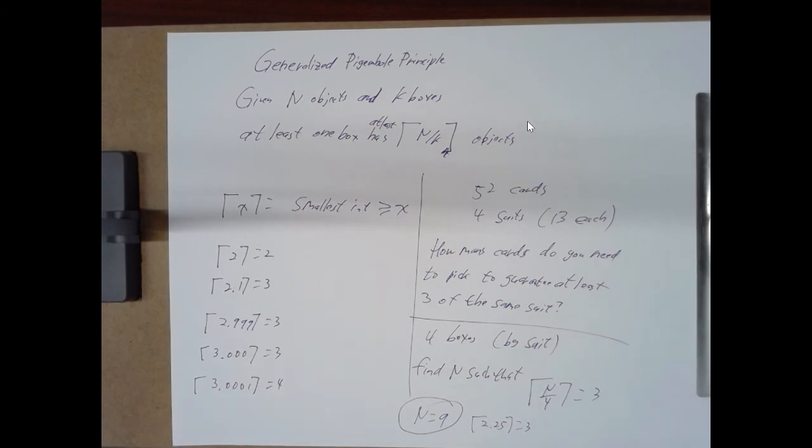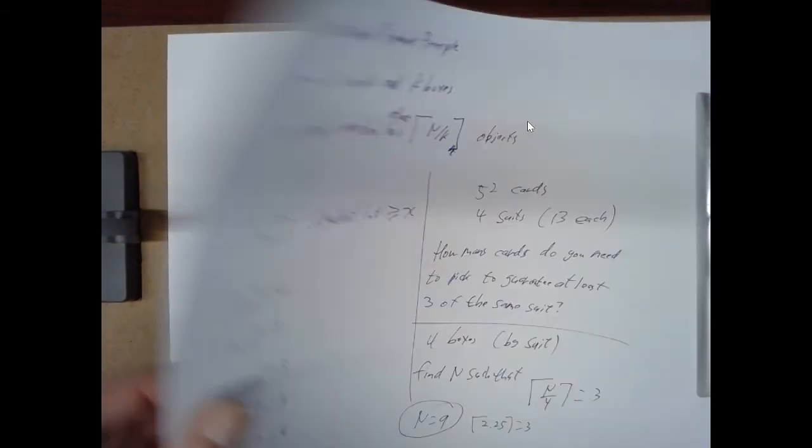All right, so we'll look at another example of this tomorrow, and then we will move on to permutations and combinations. And that will take us to the binomial theorem, and that will conclude this chapter.